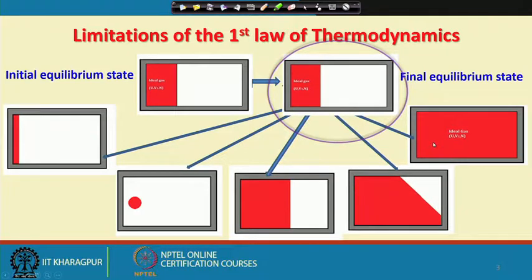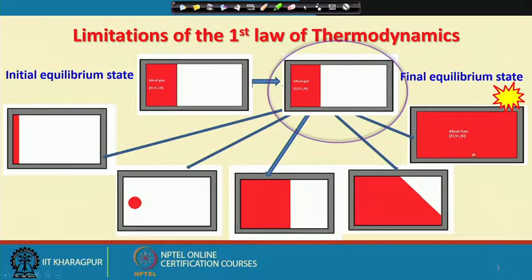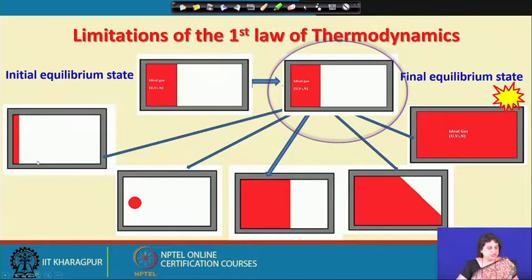So, the question is, which one is the final equilibrium state? Our experience with the real world experimental system says that the gas would expand. It will not undergo compression as shown here. It will not stop during the expansion where it would fill halfway or maybe 75% of the box. The final equilibrium state is going to be when the gas expands and fills the entire box.